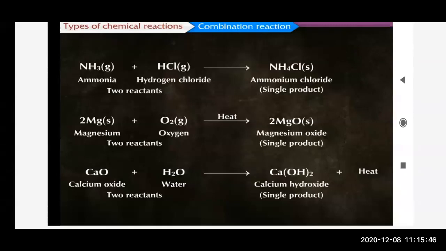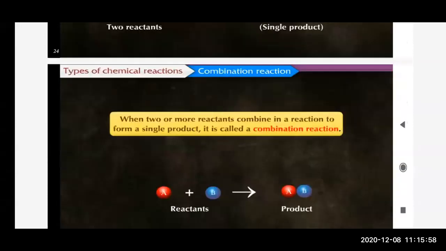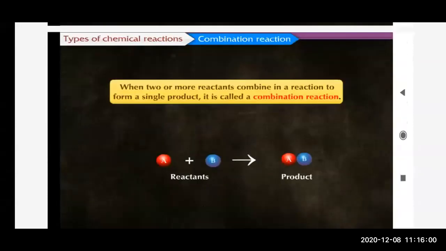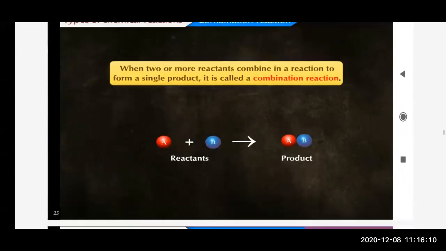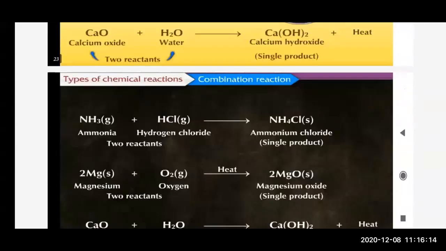So from these three chemical reactions, what we have seen, what is the meaning of combination reaction? What is the definition? When two or more reactants combine in a reaction to form a single product, it is called a combination reaction. So this is the definition of combination reaction, right?